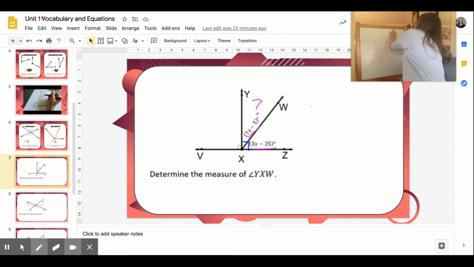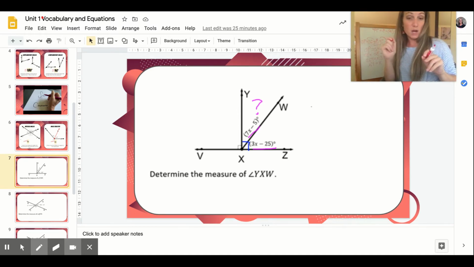So 7 times 12 minus 5. What does that give me? 7 times 12 is 84. Minus 5 gives me 79 degrees. Which makes sense, right? Because 3 times 12 is 36, minus 25 would give me 11. And 11 plus 79 equals 90. We're rocking and rolling. All right. I want you to look at the next one now.